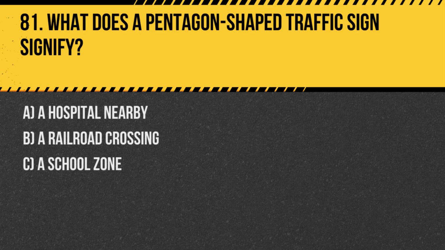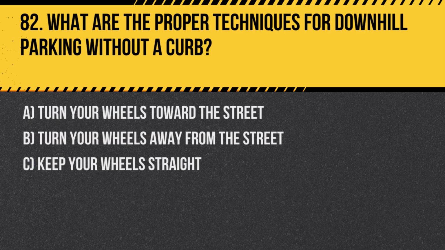Question 81. What does a pentagon-shaped traffic sign signify? A. A hospital nearby. B. A railroad crossing. C. A school zone. Answer: C. A school zone. Pentagon-shaped signs are specifically used to denote school zones, alerting drivers to the presence of children and the need for heightened caution.